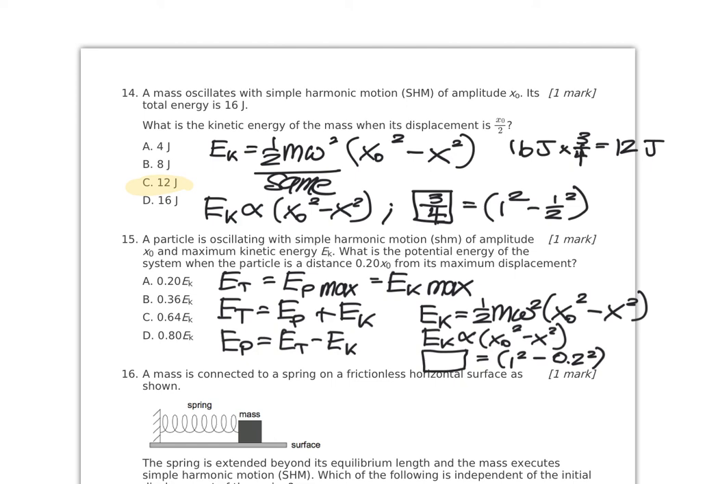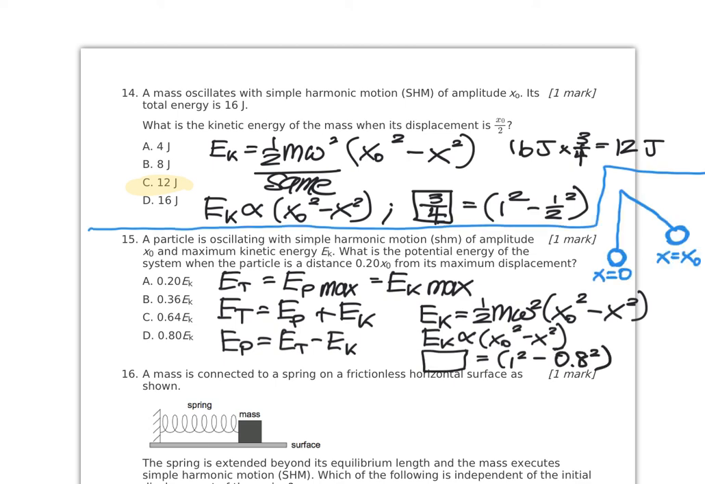But hold on a second. The x, the displacement, we don't measure from the amplitude position. We measure displacement from the equilibrium position. And the question says, what is the potential energy of the system when the particle is 0.2 x naught from maximum displacement? We don't measure from maximum displacement. Displacement, x, is measured from the equilibrium position. So if I'm 0.2 away from the maximum displacement, what I'm going to put in for x is not 0.2, but 0.8.